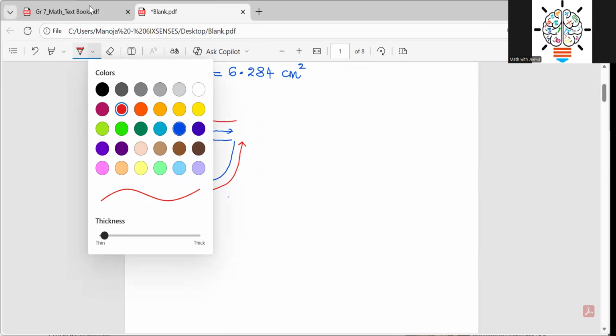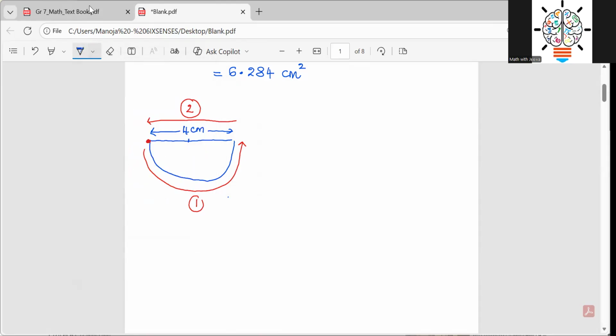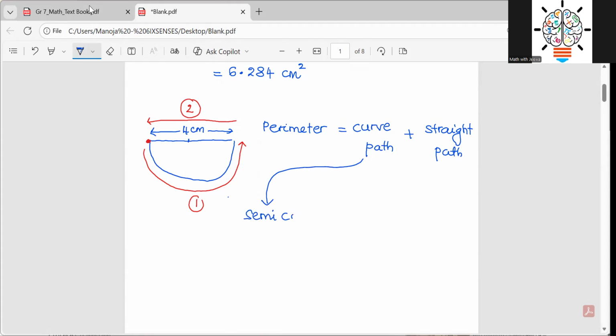To calculate the perimeter, how do you do it? We have 2 steps, right? For the perimeter, we have 2 steps. The first is the curve path, and then we take the straight path. When you add them together, it gives me the outer boundary length of this shape, right? How do you get the curve path? You can see it is a semicircle. How do you get the perimeter of the semicircle?